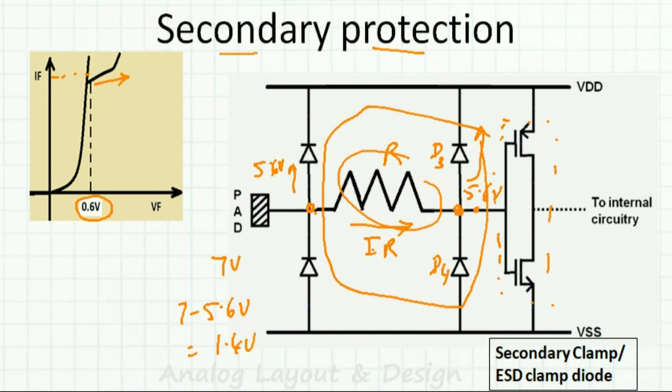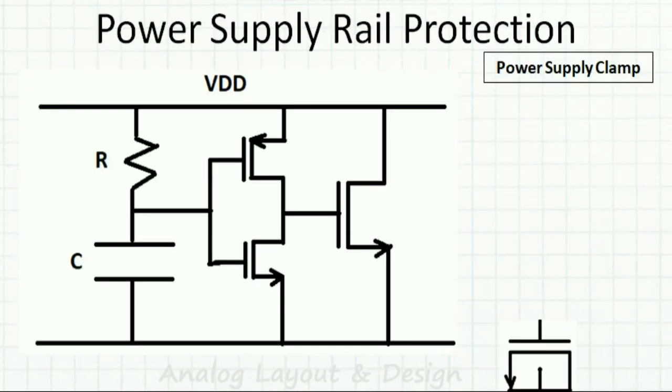There are other ways of doing secondary protection. They can use a GGNMOS, which is a snapback device. We will discuss that in the upcoming videos. We saw what is primary and secondary protection.